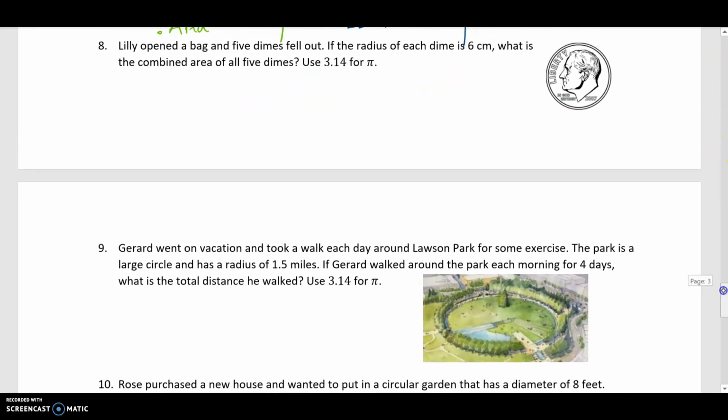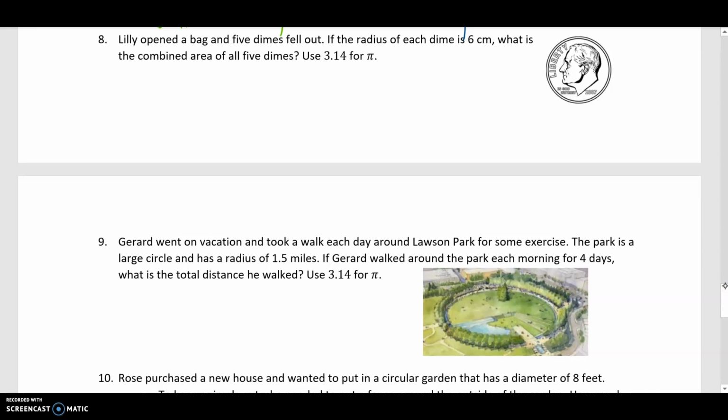All right, number 8. Number 8 says that Lily opened a bag and 5 dimes fell out. If the radius of each dime is 6 centimeters, what is the combined area of all 5 dimes? All right, so let's give this a shot. So she opened the bag and 5 dimes fell out.